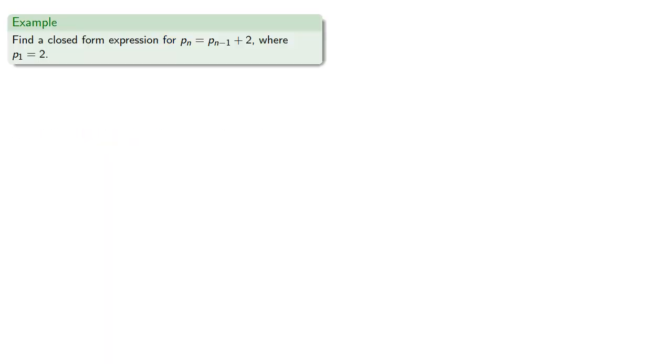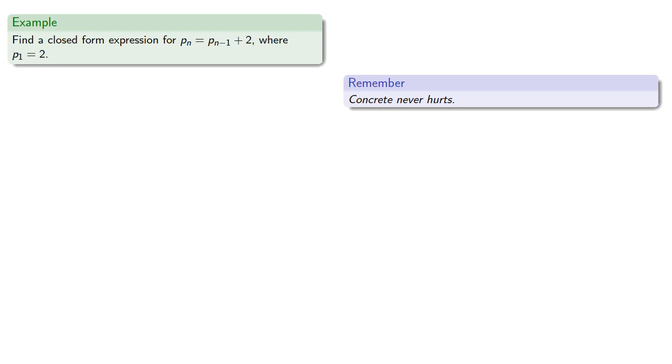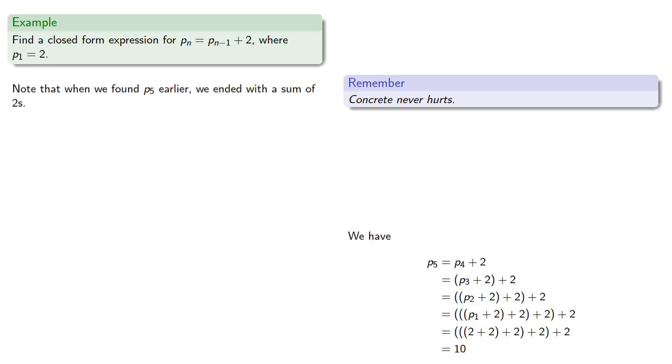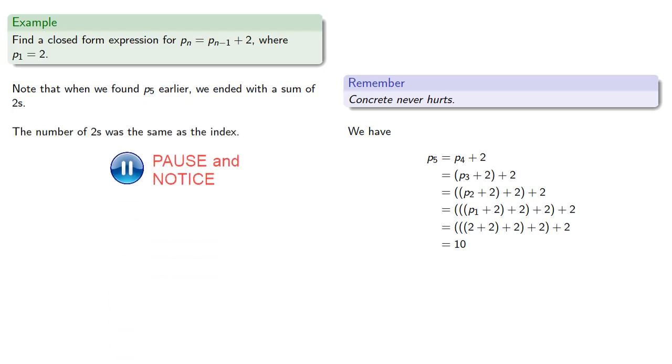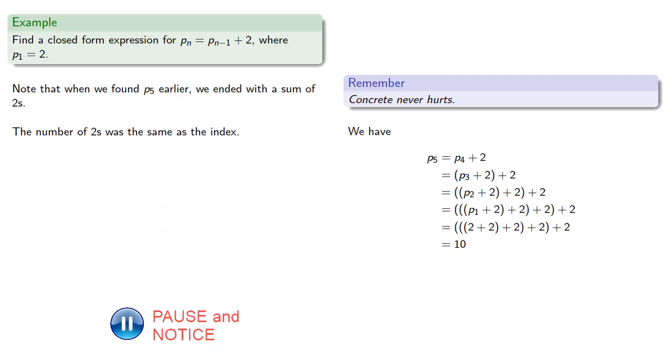So for example, let's find a closed form expression for this where P1 equals 2. So remember, concrete never hurts. Note that when we found P5 earlier, we ended with a sum of 2's, and notice that the number of 2's was the same as the index. And this suggests P_n is 2n.